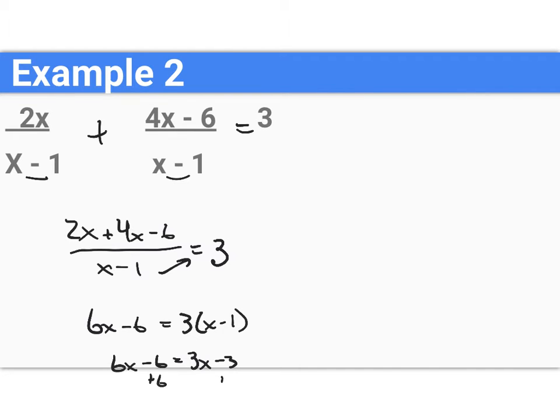So I can add 6 to both sides. I can subtract 3x from both sides. And that leaves me with 3x equals 3. Divide both sides by 3. I get x equals 1. And that is my answer. x equals 1.